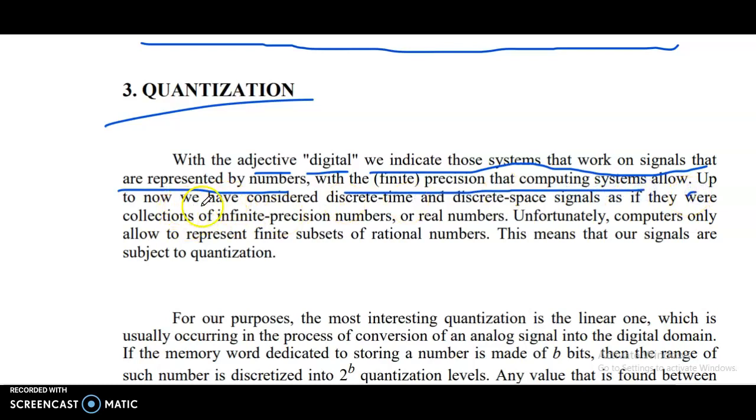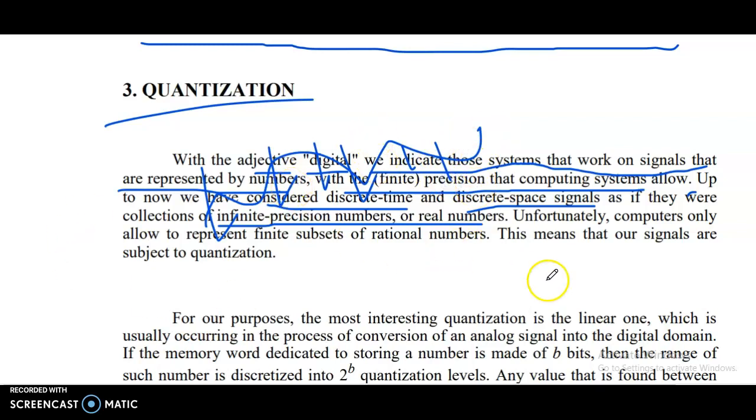Up to now, we have considered discrete time, discrete space signals as if they were collections of infinite precision numbers, real numbers. Computers only allow representing finite subsets of rational numbers. This means that our signals are subject to quantization, so they have to be quantized.